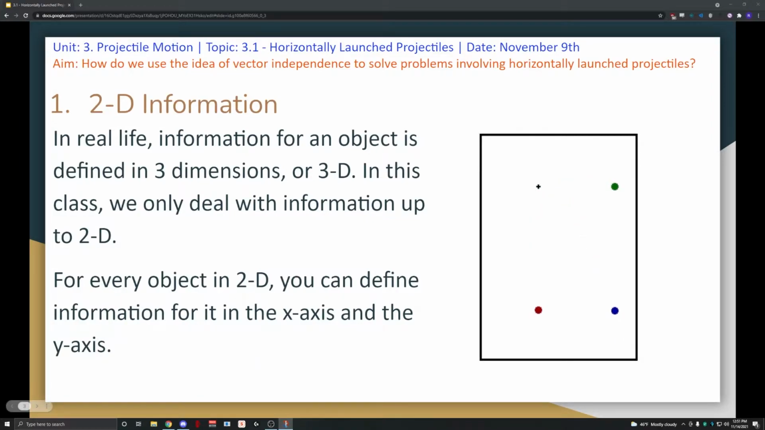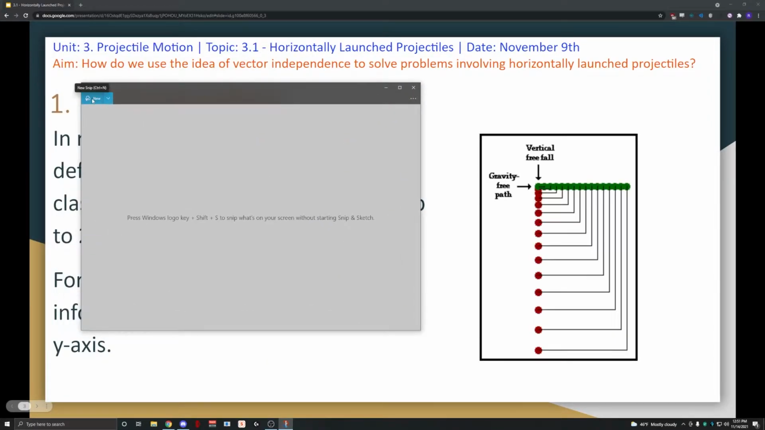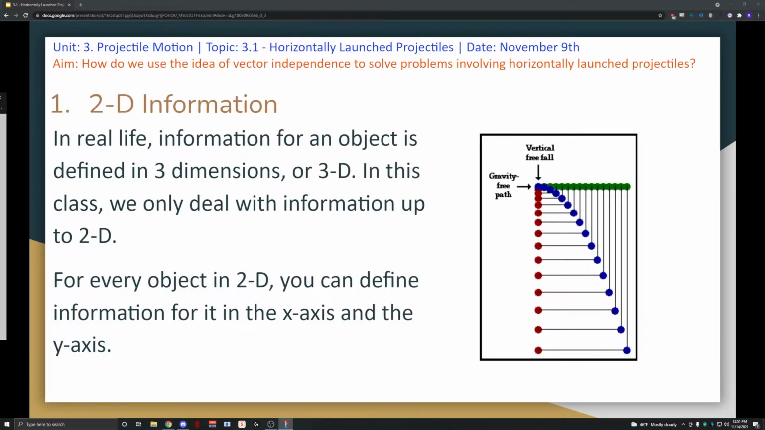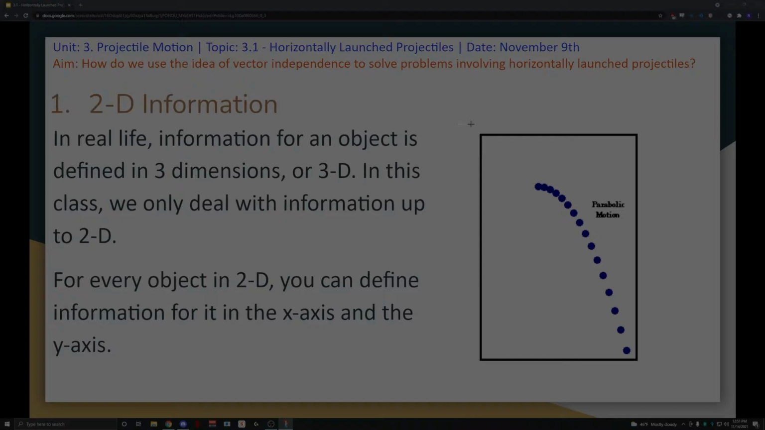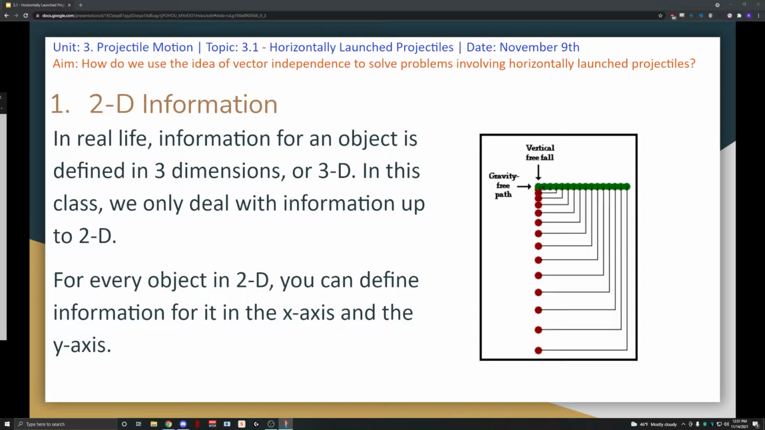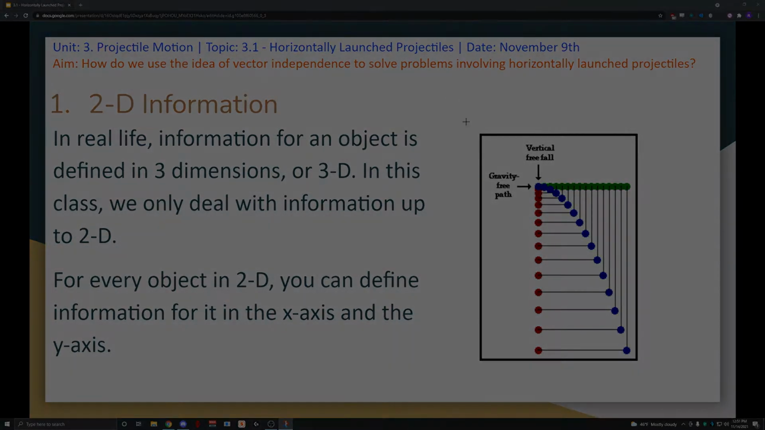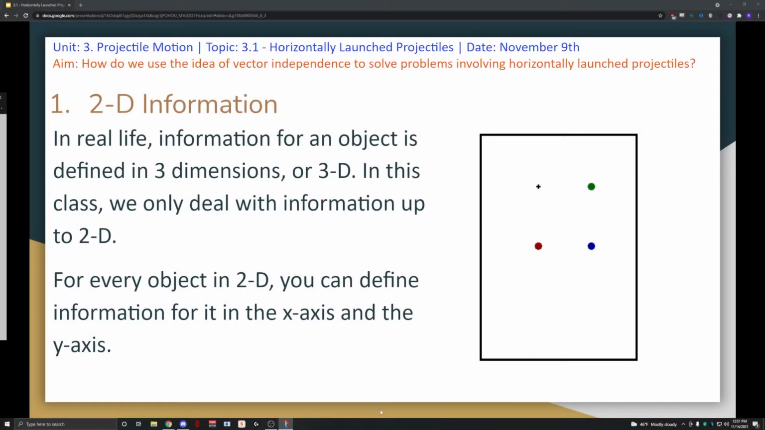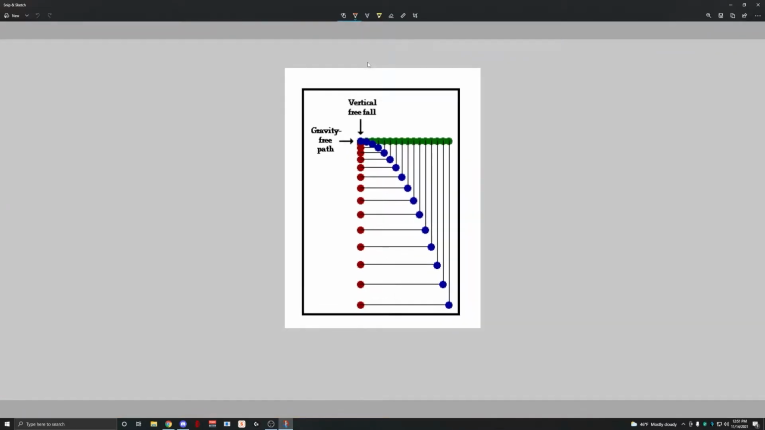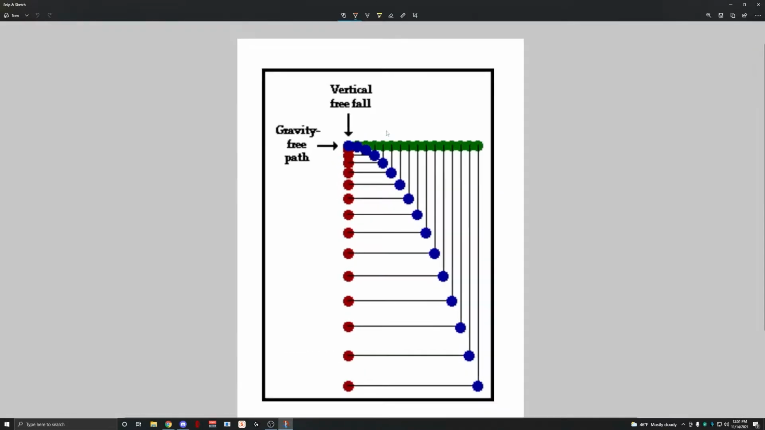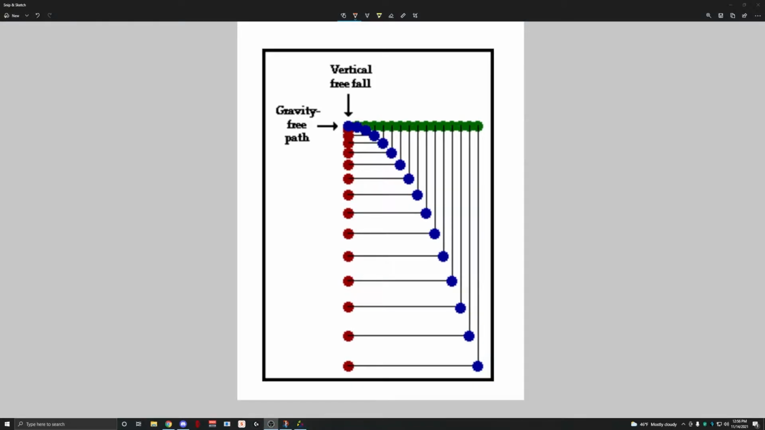Give me a second. Okay, now it's good. So we have this on our screen. Let's make this a little bit bigger, and a little bit bigger. All right.